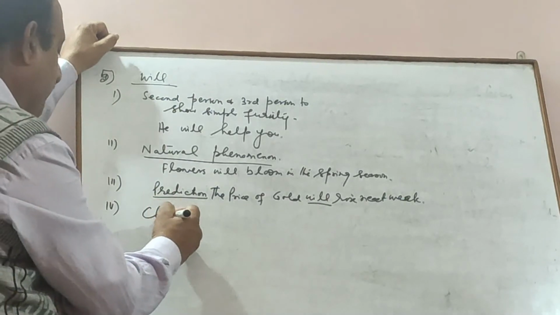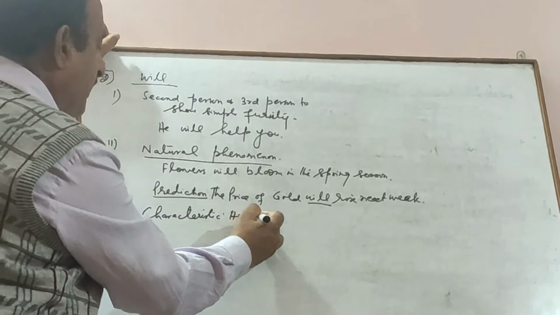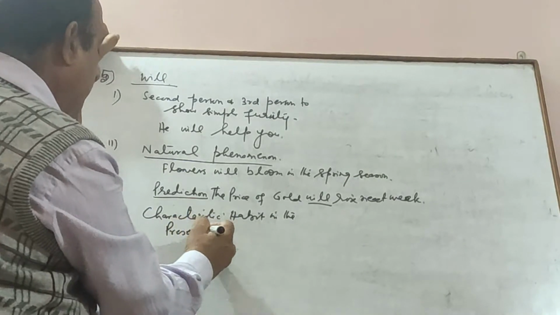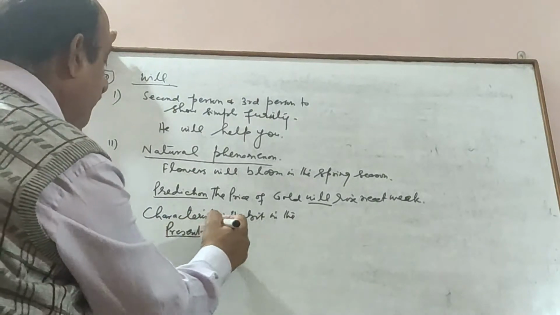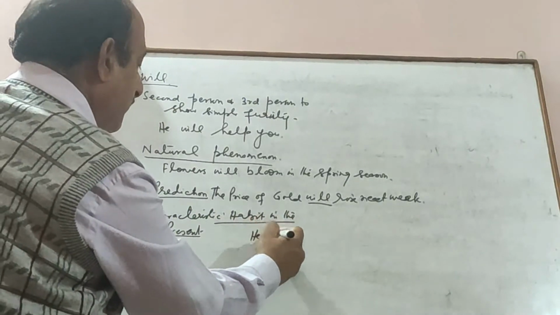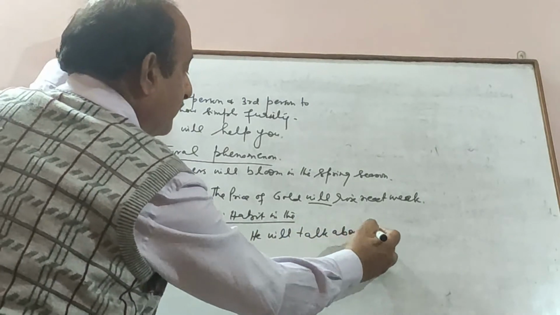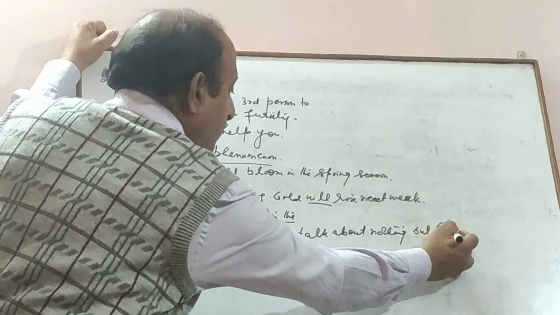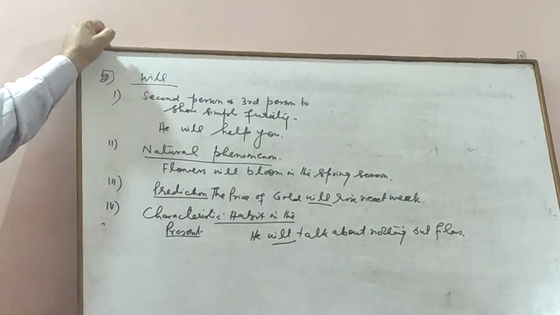Then it is used to show characteristic habit. Characteristic habit in the present. If one has a characteristic habit in the present, we use will. For example, he will talk about nothing but films. So it is his characteristic habit to talk about films only. So this is the use of will.